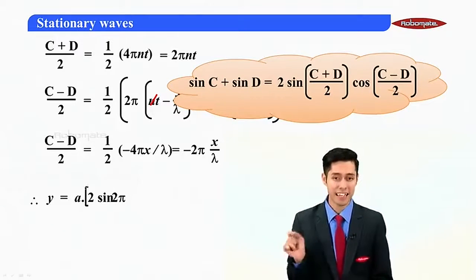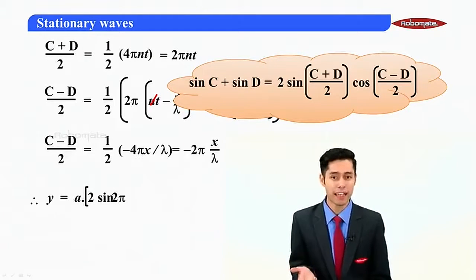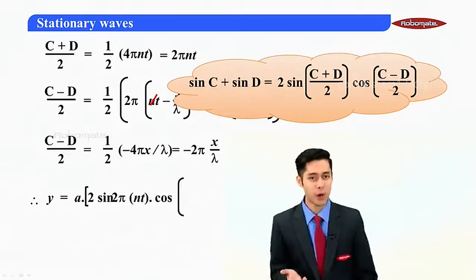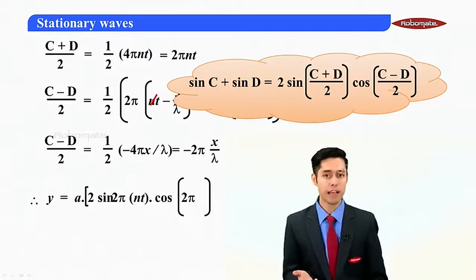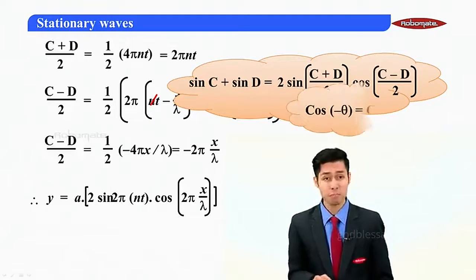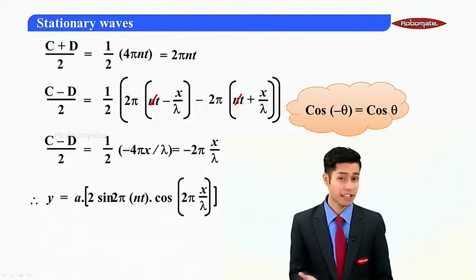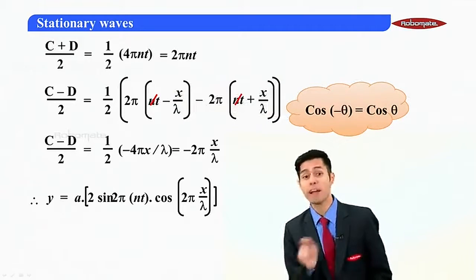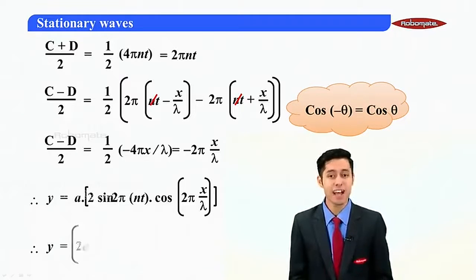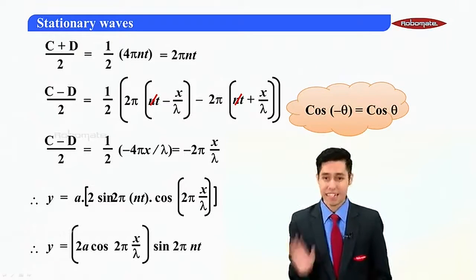We get the answer as a, which is common, times 2 sine 2 pi nt into cos of minus 2 pi x by lambda, but instead of minus 2 pi x by lambda, I am writing it as plus. You must be wondering why. It is because cos of minus theta is always written as cos theta. So this is how I get the final answer.